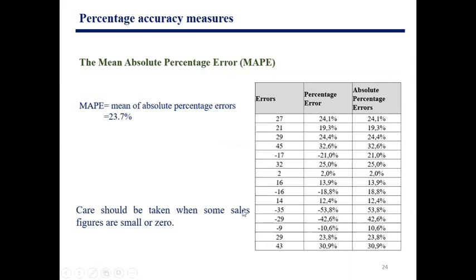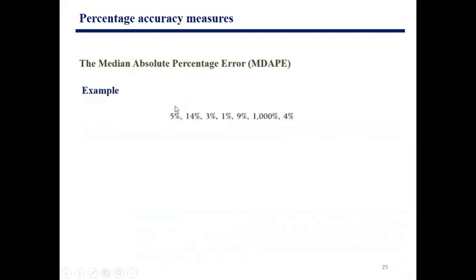And here we have a problem because, in any case, you have to be careful when you use this indicator, because when you have low sales values or zero sales, your percentages cannot be calculated or will be very high. Like this, it will make this measure biased. So to handle this problem, especially when we have low sales, there is this interesting measure called the median absolute percentage error.